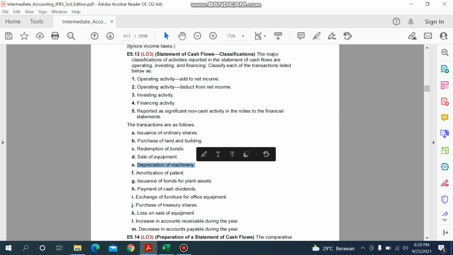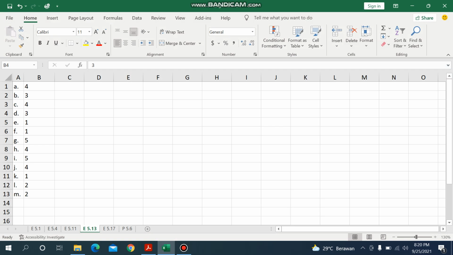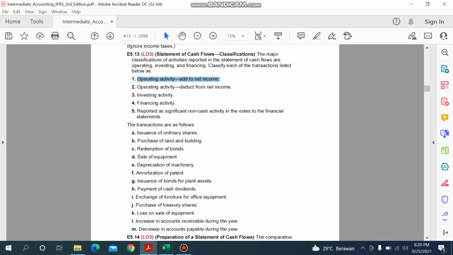And then E, depreciation of machinery. Remember, depreciation is a non-cash expense. Therefore, it should be under operating activity that will be added into the net income, so number 1. And then F, amortization of patent. Amortization has the same nature as depreciation. Therefore, it will be added into the net income under operating activity, so number 1 also.